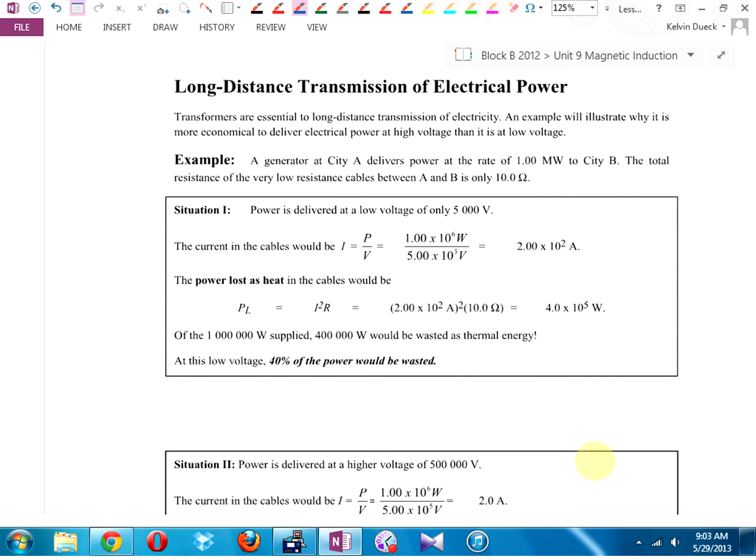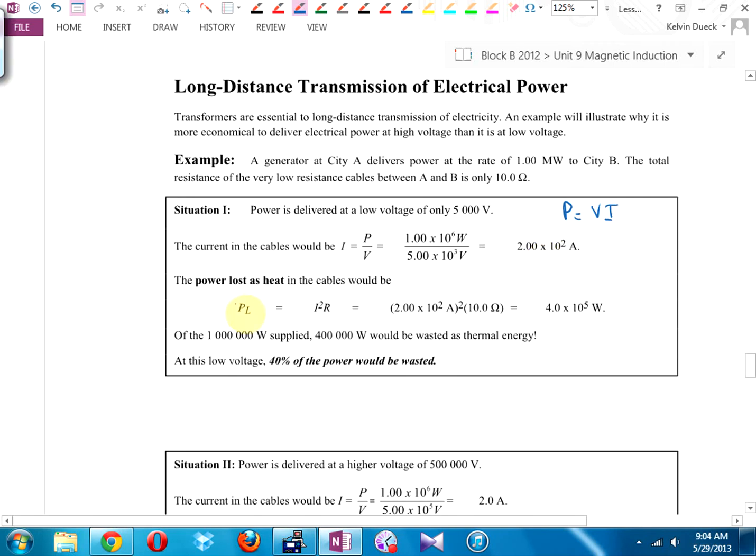We can ship it at a low voltage. We can ship it at a high voltage. If we ship it at a low voltage, well, first of all, the current, because power is VI, the current that I would need, if I want to ship 1,000,000 watts at 5,000 volts, I have to have 200 amps going through these wires.